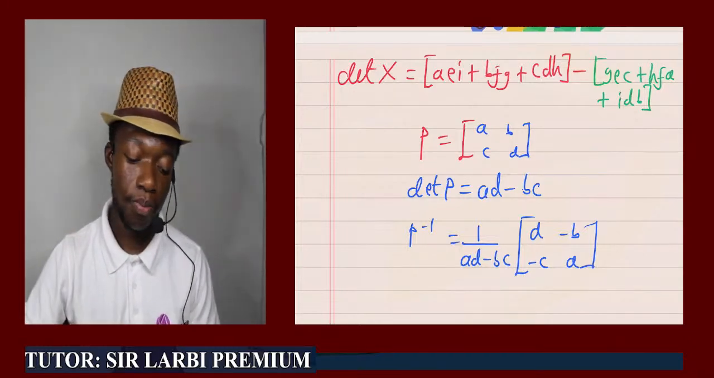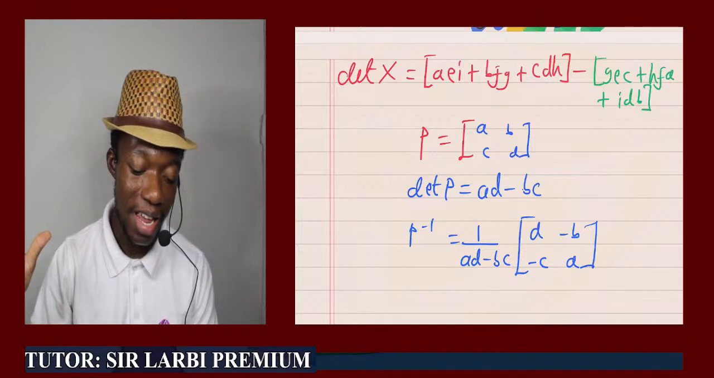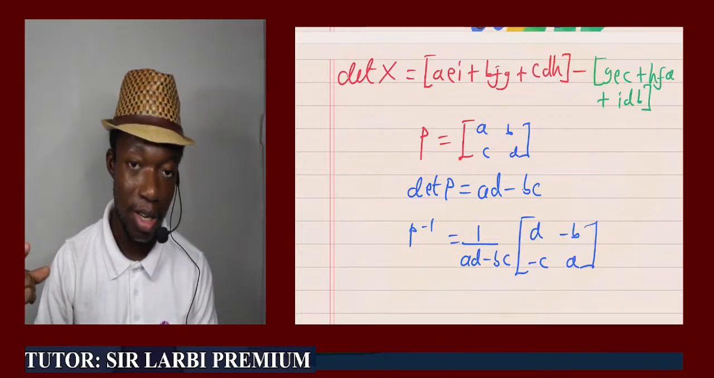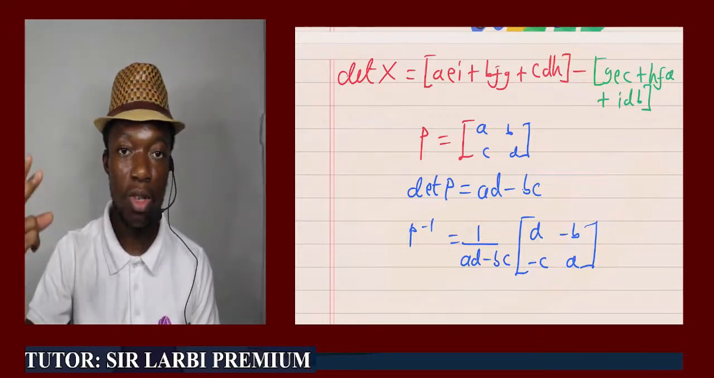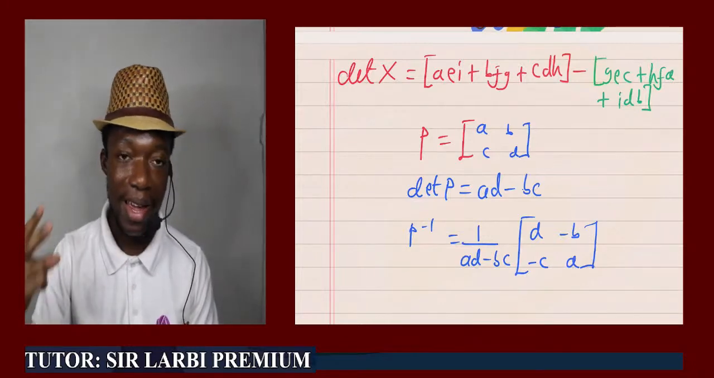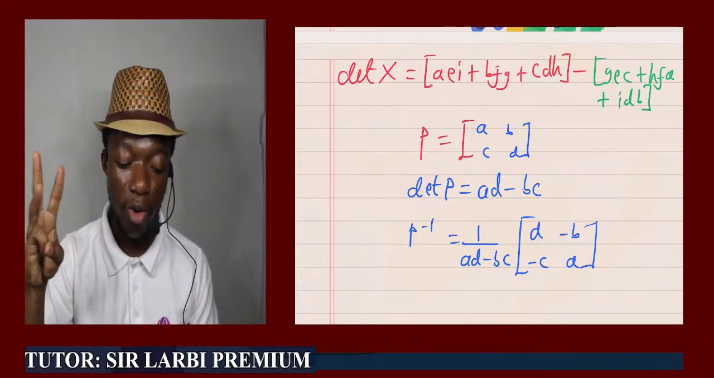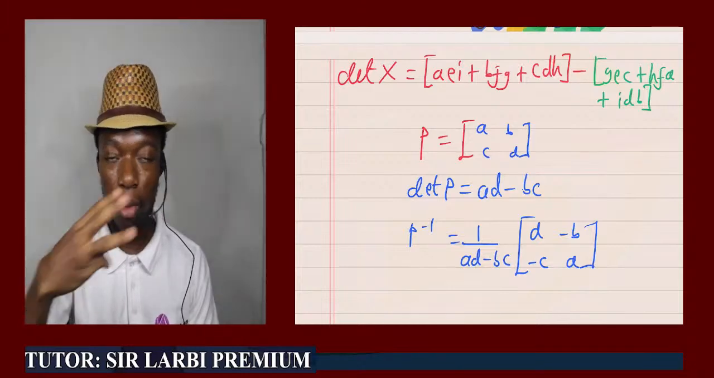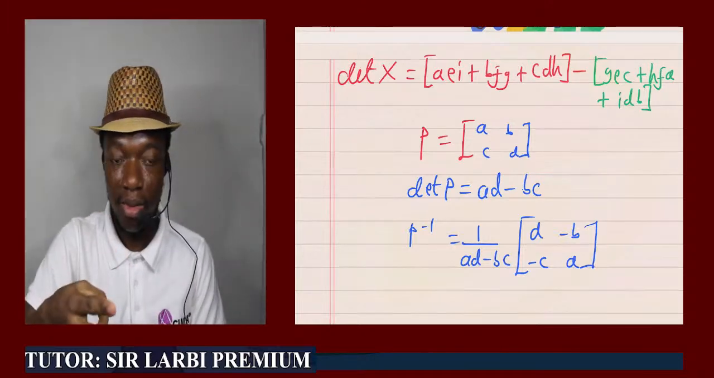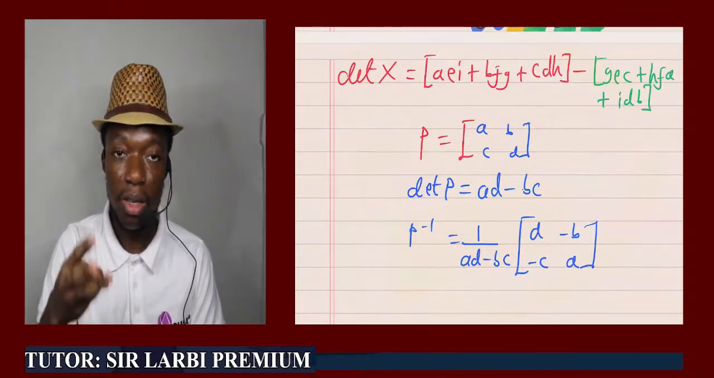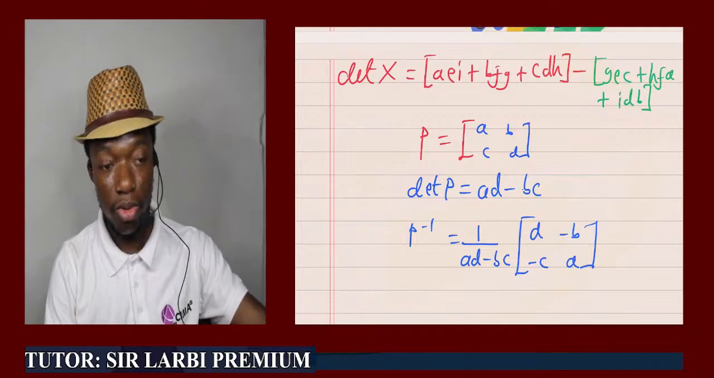So step 1, you find the determinant of the matrix. That is the first step. Step 2, you find the inverse of the determinant. You enclose the determinant and raise it to the power negative 1, which is the same thing as 1 over AD minus BC. And the last step is that you interchange the position of A and D, that means the downward entries. You interchange their position, and then you negate the upward entries, which here are B and C. So these are the 3 steps that you must follow to find the inverse of a 2 by 2 matrix.